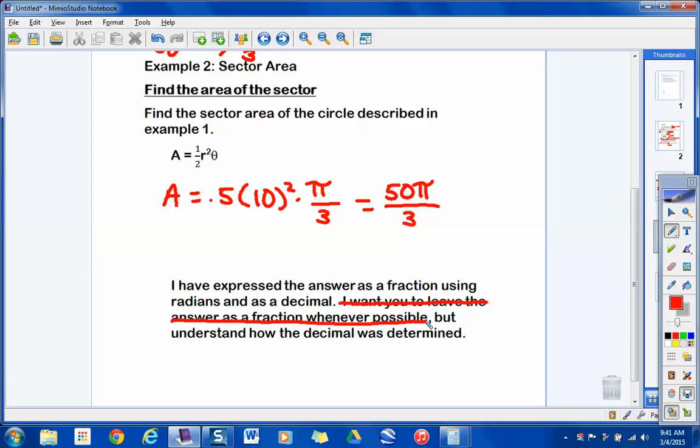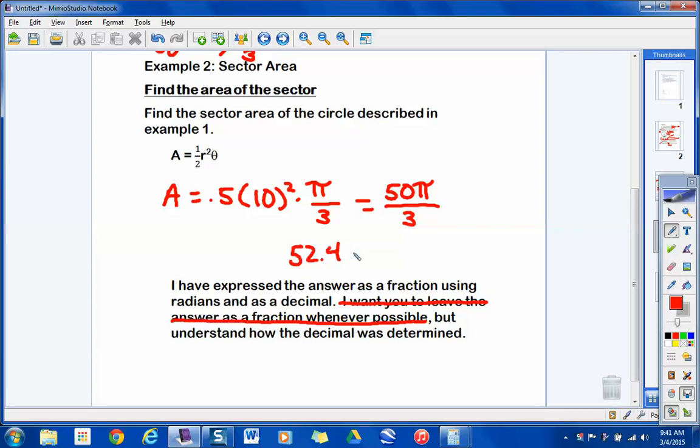We all understand that the decimal has to come from what we have fraction-wise first anyway, right? So if I can get the right decimal, doesn't that imply that we probably have the right fraction in the beginning? Okay, so let's punch this up. Let's go 50 times pi divided by 3. Has anybody gone ahead and done that for me yet? 52.4.